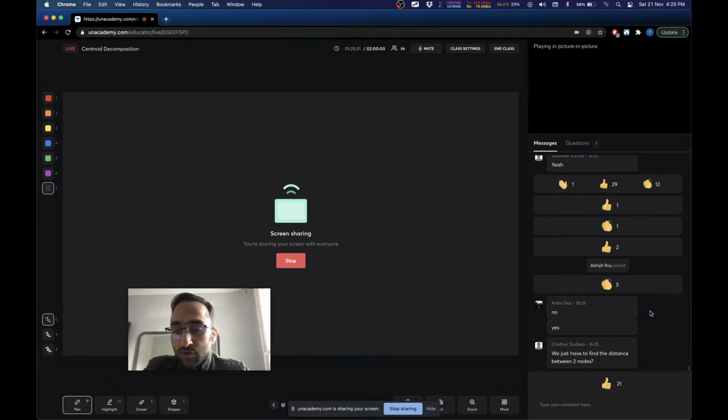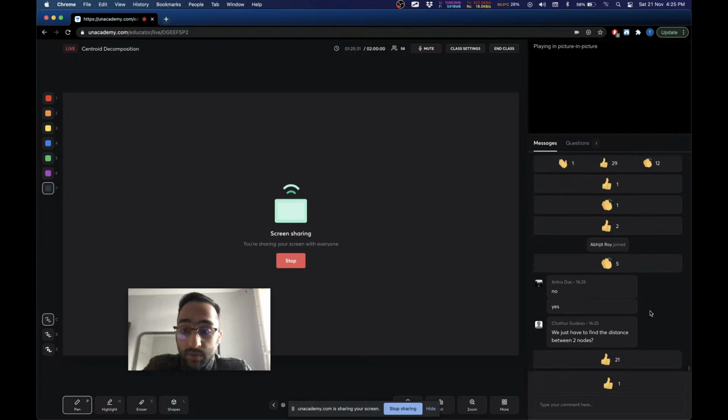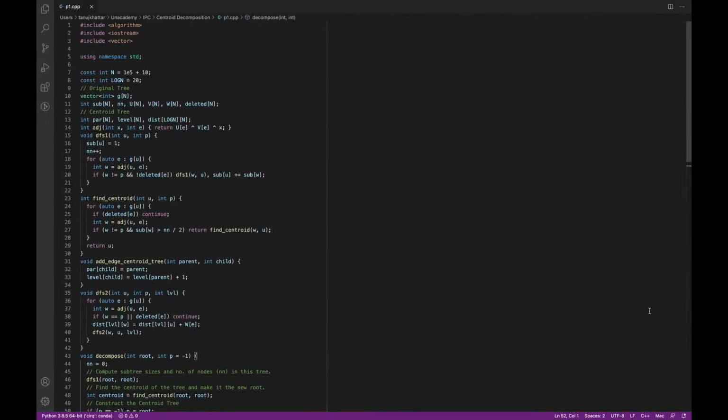Yes, the question is that you will have m queries, and in each query you will have to return the distance between the nodes x and y, which are given in that query. That is the question. This is a toy problem, just to show you the implementation of centroid decomposition and how it can be very useful. Okay, so let's move on to some code.